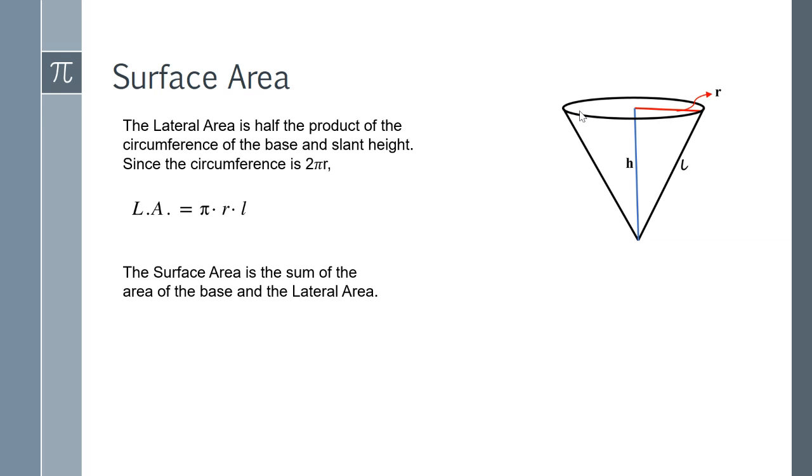And the surface area is the sum of the area of the base and the lateral area. So we just find the area of the circle, and then we add the lateral area. So we got pi r squared plus the lateral area, or if you just want to do this all in one step, we got pi r squared plus pi r L. So let's take a look at a couple of examples.